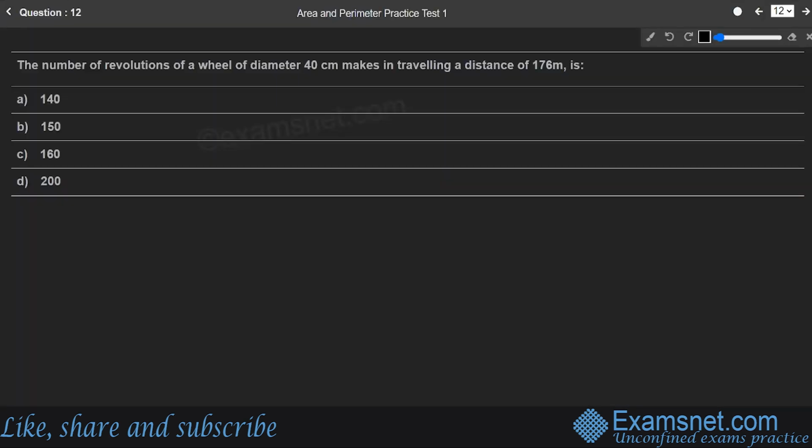Now the question says: the number of revolutions a wheel of diameter 40 centimeter makes in traveling a distance of 176 meters. Every time a wheel takes one revolution, it covers a distance equal to the circumference of the wheel. So that's what we are supposed to calculate: in 176 meters, how many revolutions will it take?